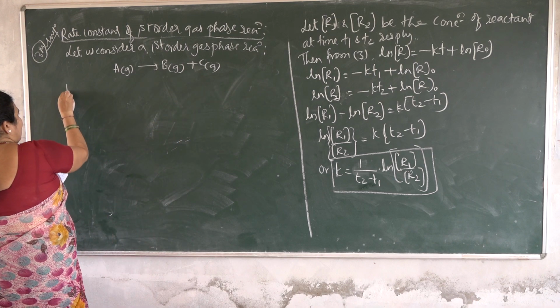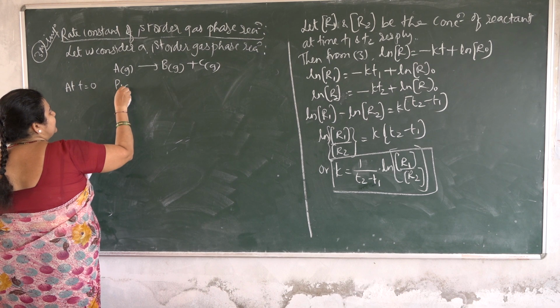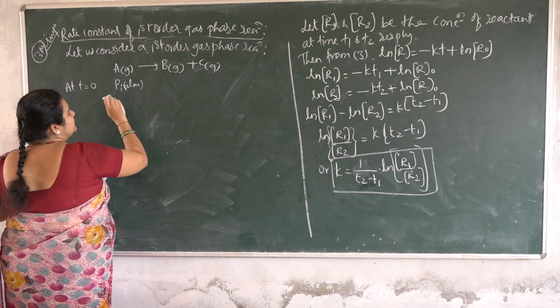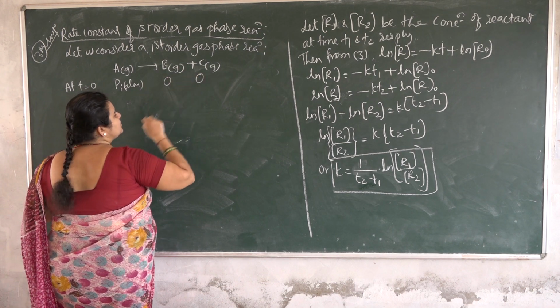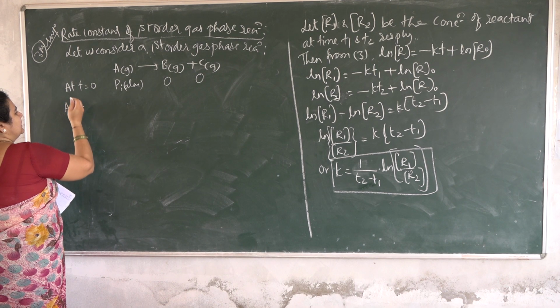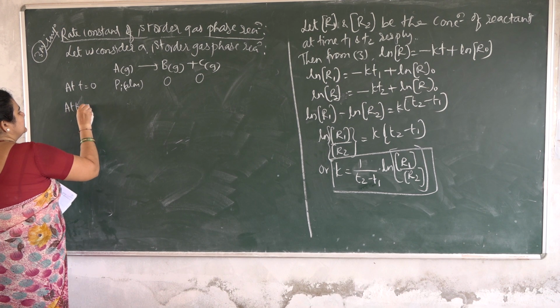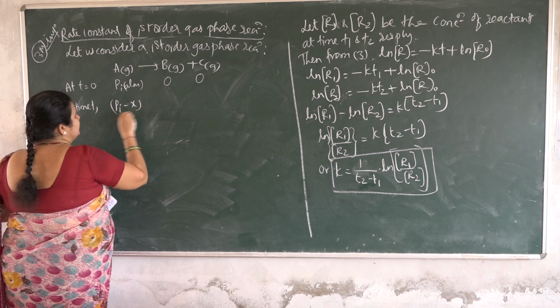So I will make a column. At time t is equal to 0, let Pi atmosphere be the pressure of A. At that time the pressure of B and C will be 0, and after time t it is Pi minus x, and here x.